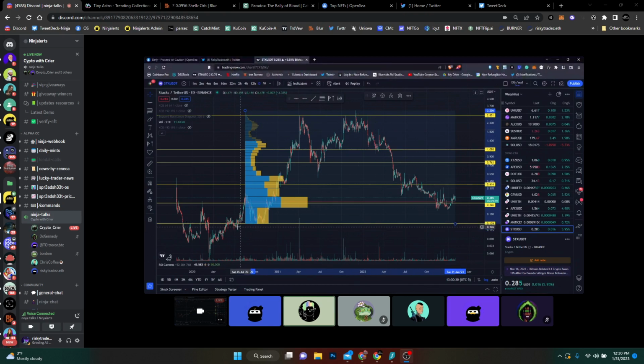But again, we come in here and we look at this. Guess what the price of trade is. This is the average price that everyone's trading at. So the average person has purchased Stacks around this price point. This is the most volume. This is the most purchases.